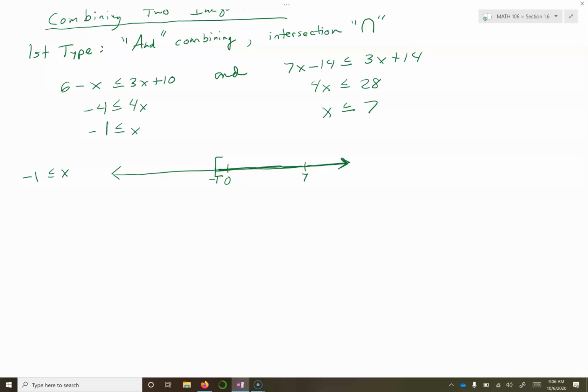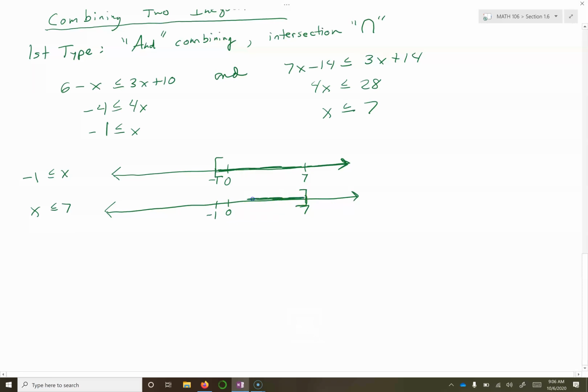Again, still haven't done anything new yet. All right, now right below it, we're going to do x is less than or equal to 7. Now what you're going to try to do the best you can is underneath the first number line, mark the same numbers you did before. So mark the negative 1, mark the 0, mark the 7, and then put the solution on. So x is less than or equal to 7. So now we're going to go to the left on the number line.